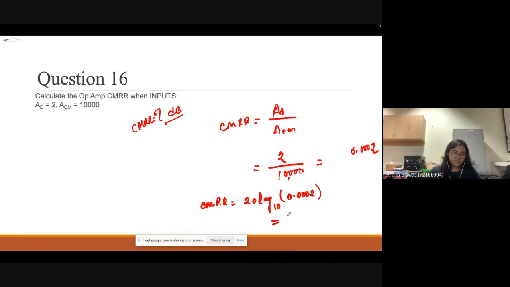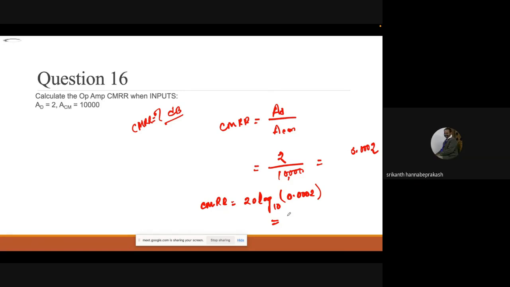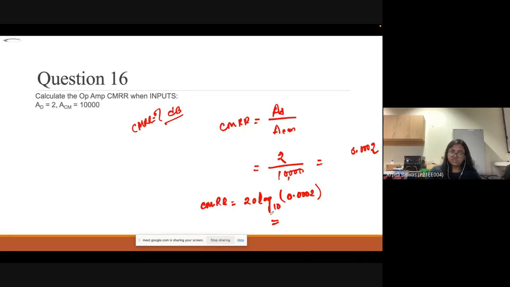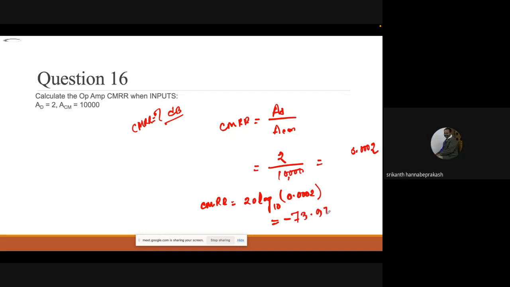Yes, tell me what is the right answer? Madam, minus 73.97 dB. Yes, this is the right answer. Another student who is telling like 1 point something, please calculate it, then we will move toward the next question. Ma'am, I will repeat my calculating formula. Minus 96.24, madam.